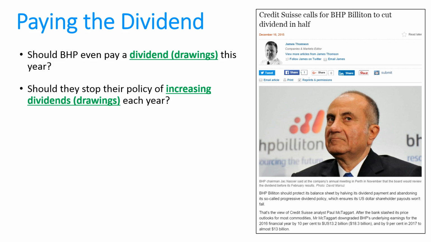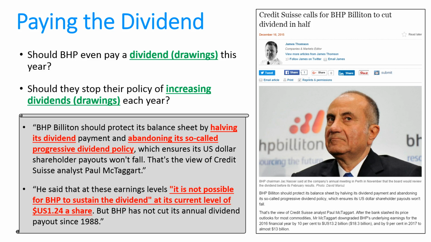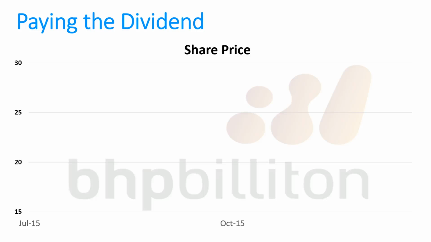However, some experts have come out and said, well, I think the best advice they could follow is to halve their dividend and abandon their so-called progressive dividend policy. What that means is the policy where the dividend is guaranteed to go up each year. That's the view of Credit Suisse analyst Paul McTaggart. He said that at these earnings levels, which earnings is what's called net profit, that's the term used on the share market, at this net profit level, it's not possible for BHP to sustain the dividend at its current level of $1.24 a share. So his advice was to halve the dividend.